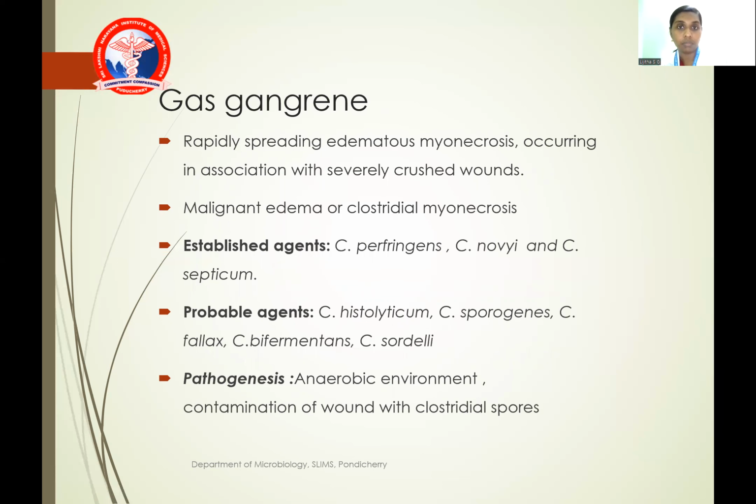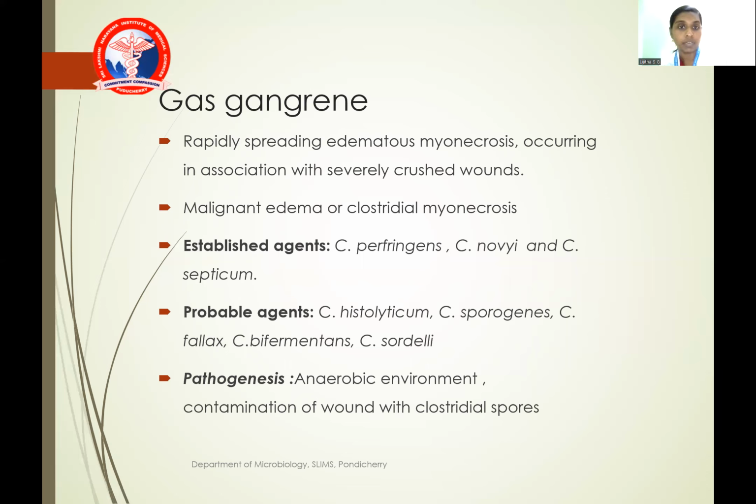Now coming to the most important part, that is the gas gangrene. Gas gangrene can be defined as a rapidly spreading edematous myonecrosis. It occurs in association with severely crushed wounds. I have told you earlier that there are two factors that promote the growth of the organism in the areas of crushed wounds. Because of those two factors, there will be rapidly spreading edematous myonecrosis in association with severely crushed wounds. This is also known as malignant edema or Clostridial myonecrosis.